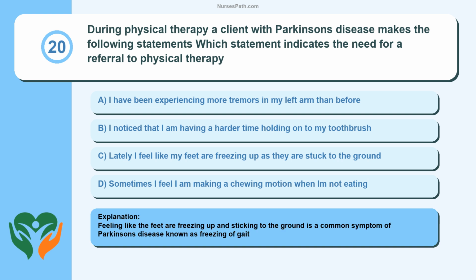Feeling like the feet are freezing up and sticking to the ground is a common symptom of Parkinson's disease known as freezing of gait.